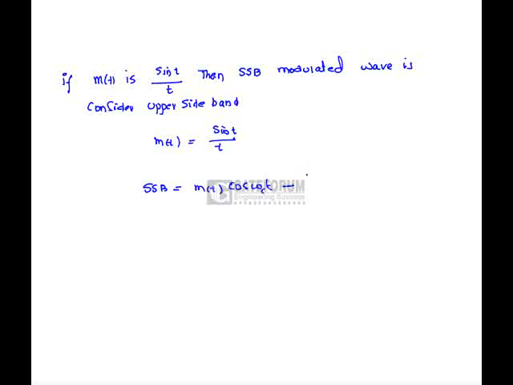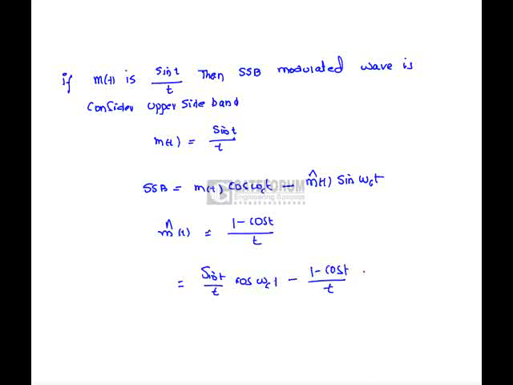Considered for upper sideband: M cap of T, that is the Hilbert transform of M of T, and sin omega CT. The Hilbert transform of M of T is nothing but 1 minus cos T by T. So if we substitute, we will get sin T by T cos omega CT minus 1 minus cos T by T sin omega CT. Okay, this is the SSB wave where USB is considered.